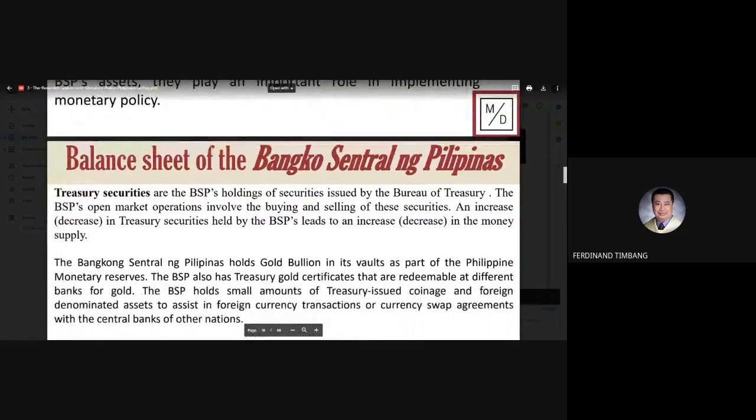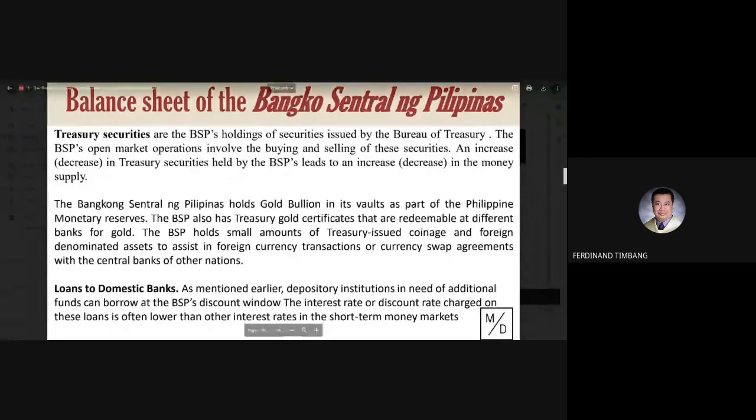Ay, 9:32 na. Ito, treasury securities. Ito yung mga T-bills, no? T-bonds, and other government securities. So they use this to control, no? To control the money supply. Yun na nga, kung they would like to control, halimbawa, they want the money supply to decrease, no?